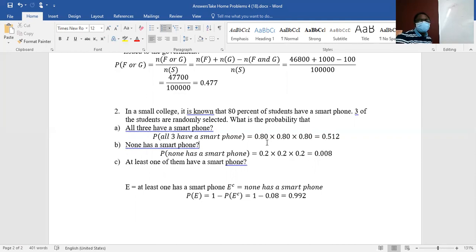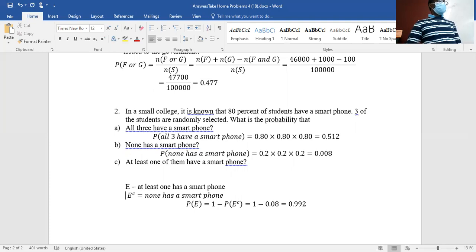The second one, that none has a smartphone: the probability that a student selected at random doesn't have a smartphone is 1 minus 0.8, which is 0.2. And you do exactly the same thing, but now for the opposite. For the last question, we have at least one of them has a smartphone. The complement for this will be none has a smartphone. In question B, we found none has a smartphone to be 0.008. So we do 1 minus 0.008 to have 0.992.